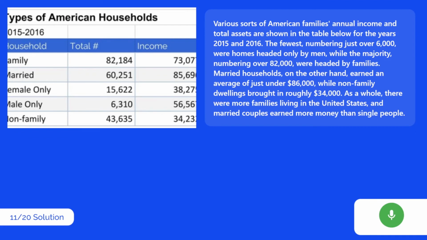Various sorts of American families' annual income and total assets are shown in the table below for the years 2015 and 2016. The fewest, numbering just over 6,000, were homes headed only by men, while the majority, numbering over 82,000, were headed by families. Married households, on the other hand, earned an average of just under $86,000, while non-family dwellings brought in roughly $34,000. As a whole, there were more families living in the United States, and married couples earned more money than single people.